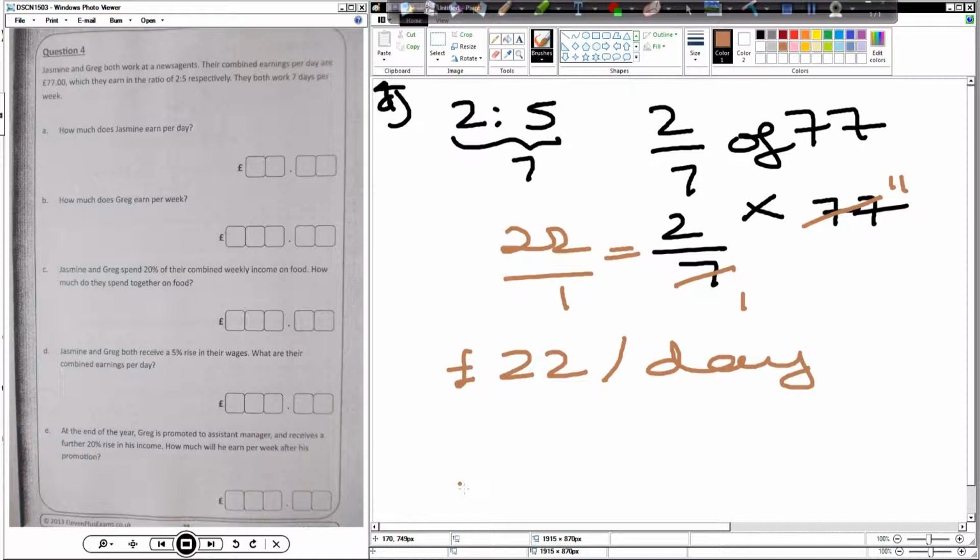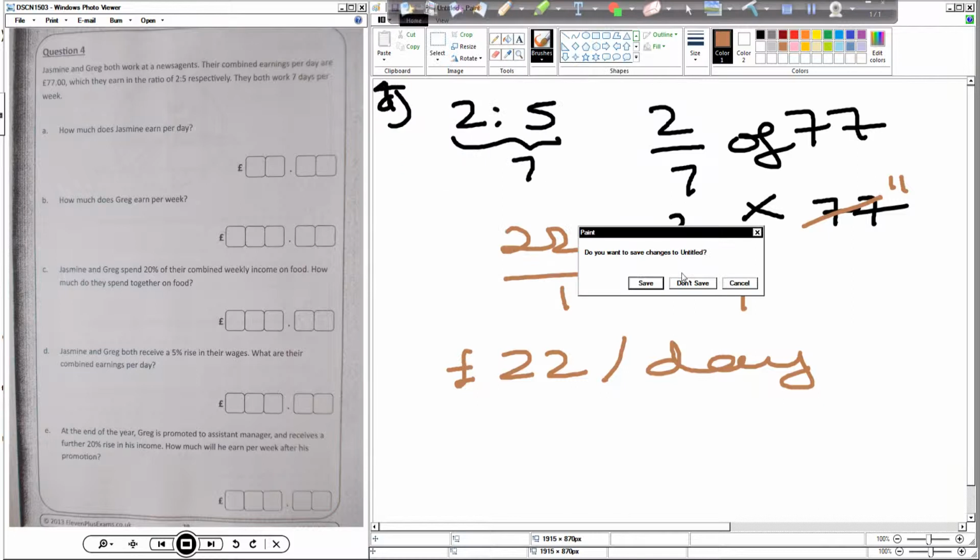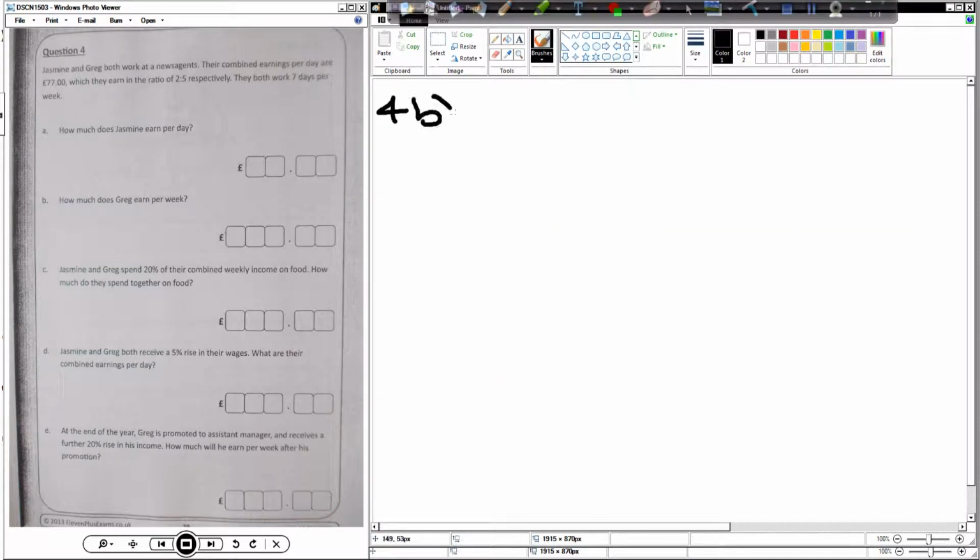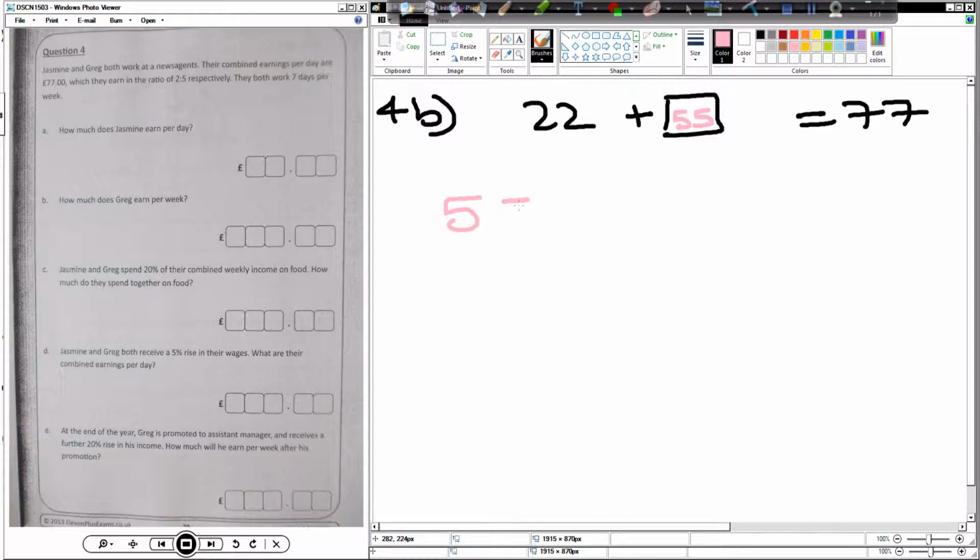Question 4B says, how much does Greg earn per week? Okay, let's clear the page. So question 4B. So we said earlier that Jasmine earned £22 a day, and altogether if we add Jasmine's and Greg's, it must give you a total of £77. So we know straight away that Greg earned £55 to make the total of 77. So now, the question says, how much does Greg earn per week? Now we know that Greg works 7 days a week, so he earns £55 a day. And we multiply that by the 7 days a week, and that will give us a total of £385. Done. That's 4B.